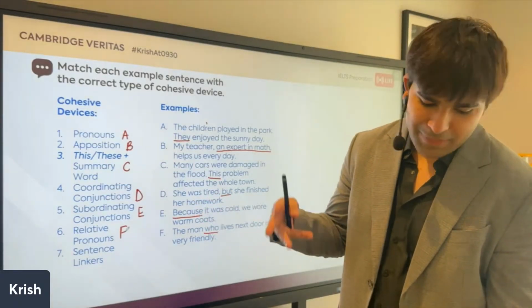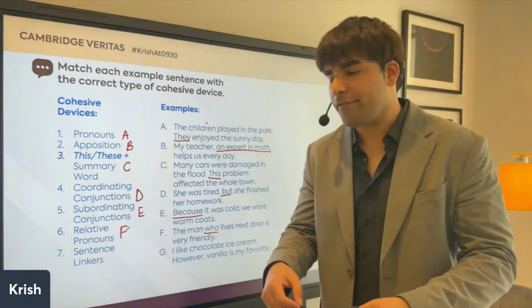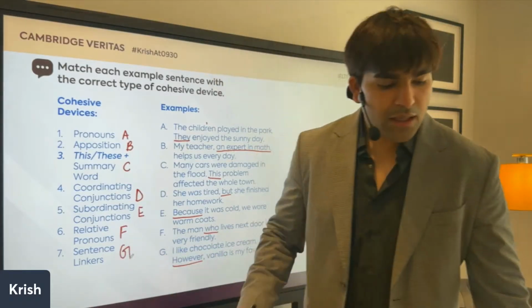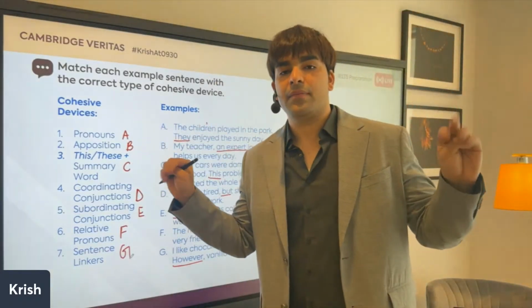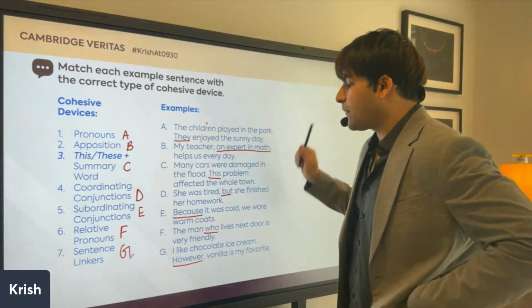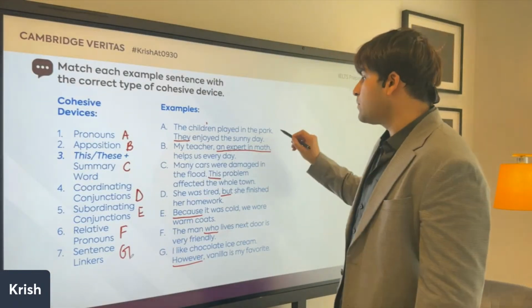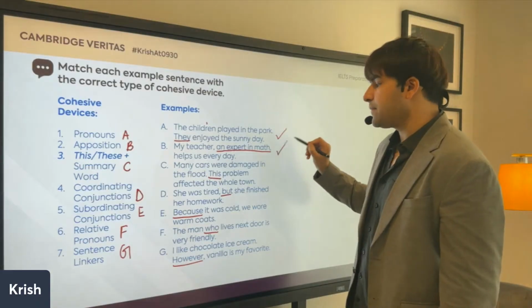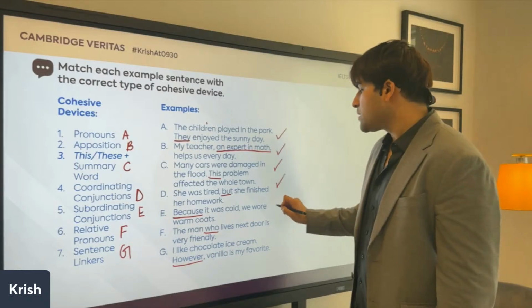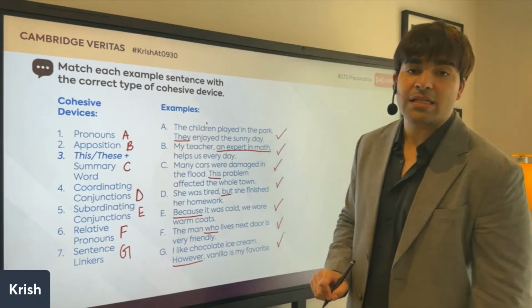And the last one is apparently G. I like chocolate ice cream. However, vanilla is my favorite. So, what should we understand from this entire game? I repeat, what should we understand from this entire game? You must use different types of cohesive devices: pronouns, apposition, summary words, coordinating conjunctions, subordinating conjunctions, relative pronouns, and sentence linkers.